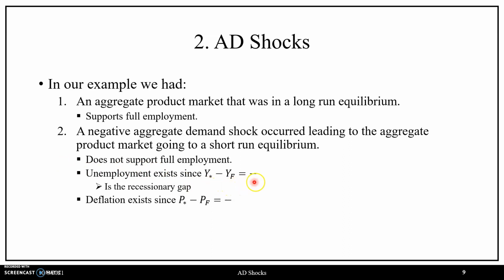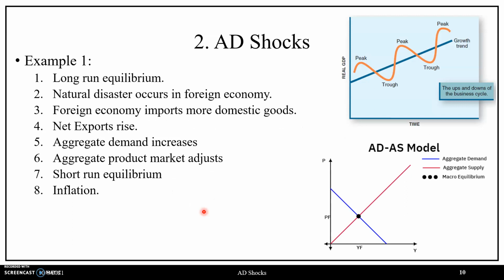which we saw evident in comparing our new real output level Y star to potential output capital Y sub F, in which we saw it was negative, where this negative gap in output we can define as the recessionary gap. And we also observed that deflation existed given that our new average price level was strictly less than our targeted average price level capital P sub F.